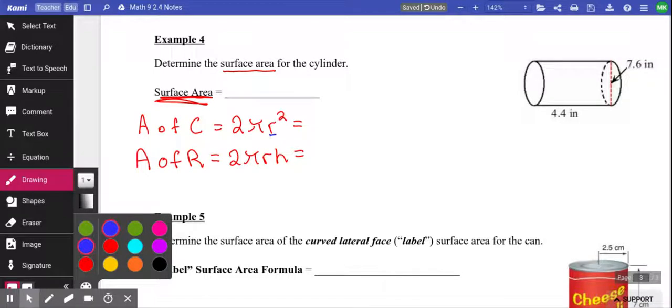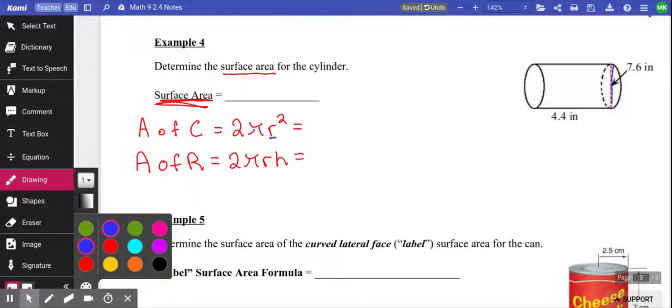You need the radius. If you look at your question, they didn't give you radius. They gave you diameter. They gave you all the way across. So you need to do that 7.6 divided by 2. You should get 3.8 as your radius. Make sure that you're doing that. If you calculate that, so 2 times pi times 3.8 squared, you should get 90.729584.